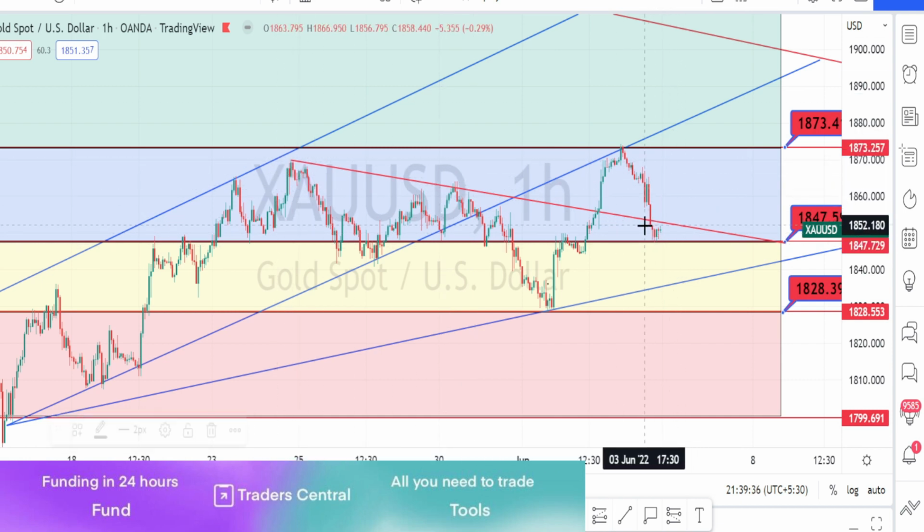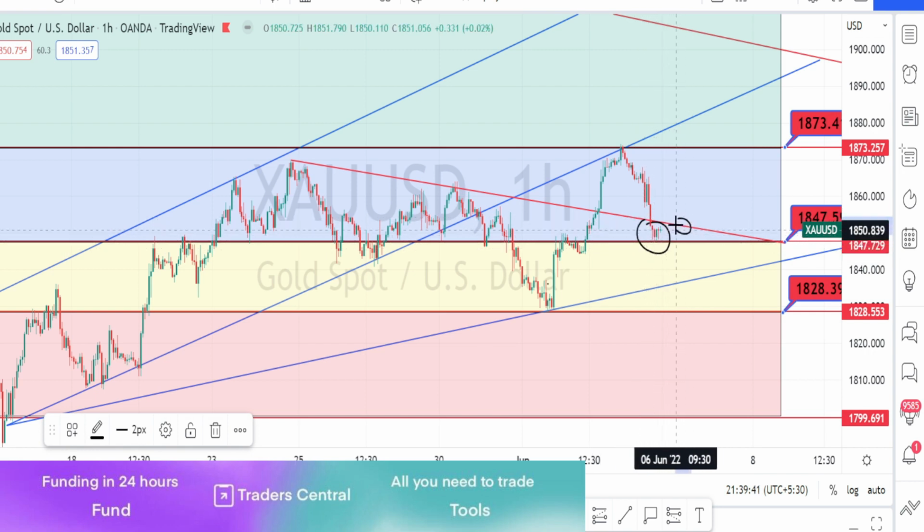So if the price action wants to bounce back from this support line, it has to break the resistance line from the hourly time frame. And if the price action breaks this resistance line, it is the confirmation of the bullish trend reversal, upon which you can go on bullish side trades. And if the price action breaks this support line, it is the confirmation of the bearish trend reversal, upon which you can go on bearish side trades.